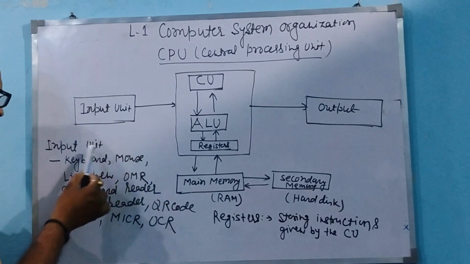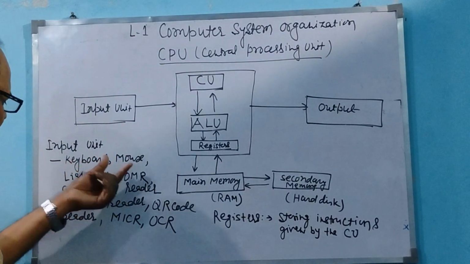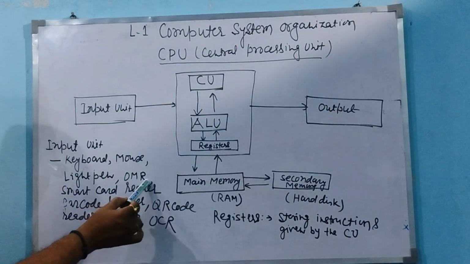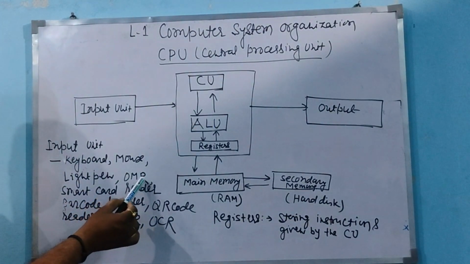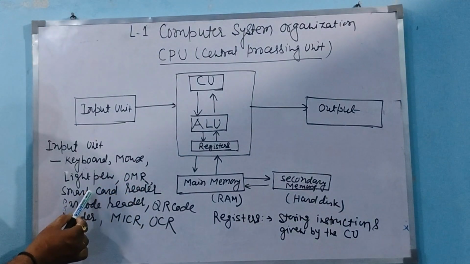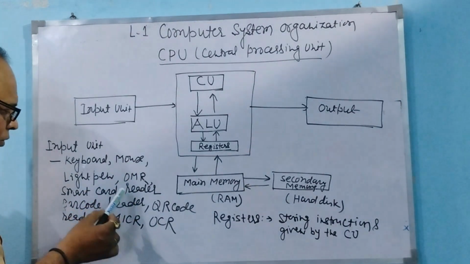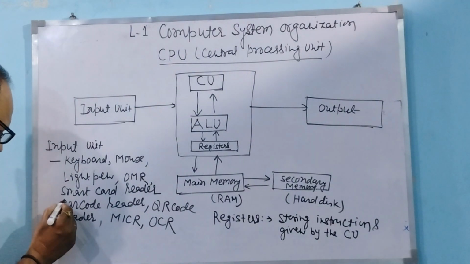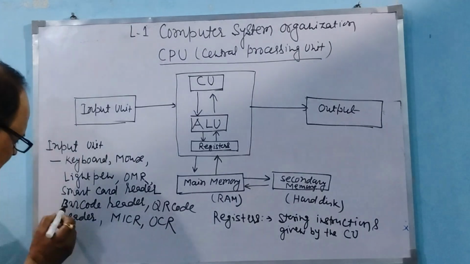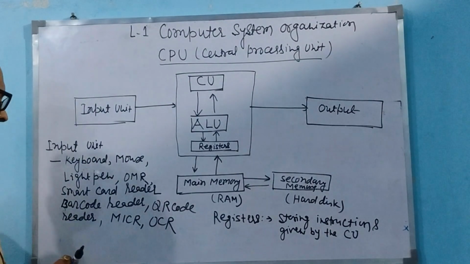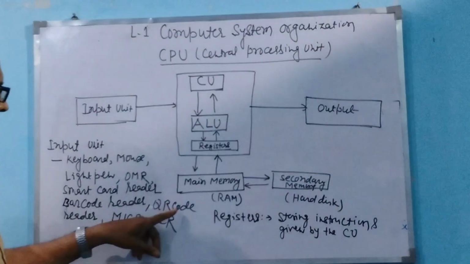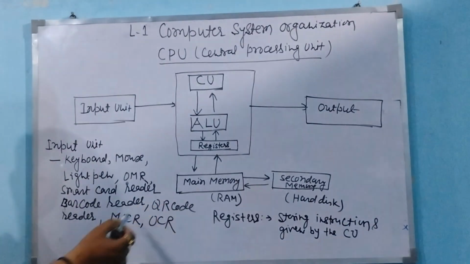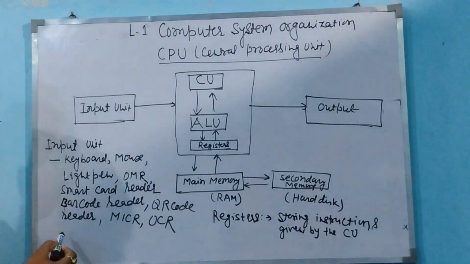Input unit. What is input unit? Input unit is related with keyboard, mouse, light pen. Light pen is a pointing device. What is OMR? OMR stands for optical mark reader. A smart card reader, all you know. What is a smart card reader? Barcode reader. Barcode reader is generally used in a shop as an input device. QR code stands for quick response code. It is used as an input device.